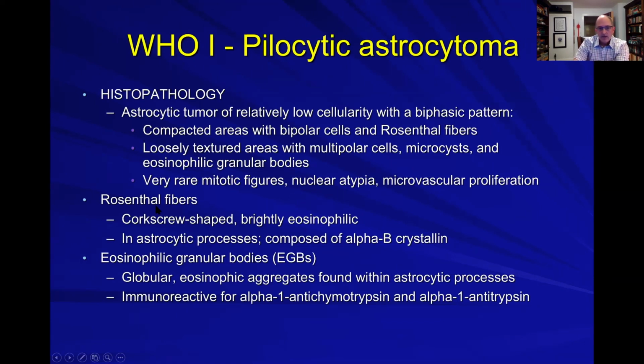The Rosenthal fibers, these are corkscrew-shaped eosinophilic fibers in the astrocytic processes made up of alpha B crystallin. Those eosinophilic granular bodies, these are aggregates in the astrocytic processes made up of alpha-1 antichymotrypsin and alpha-1 antitrypsin.